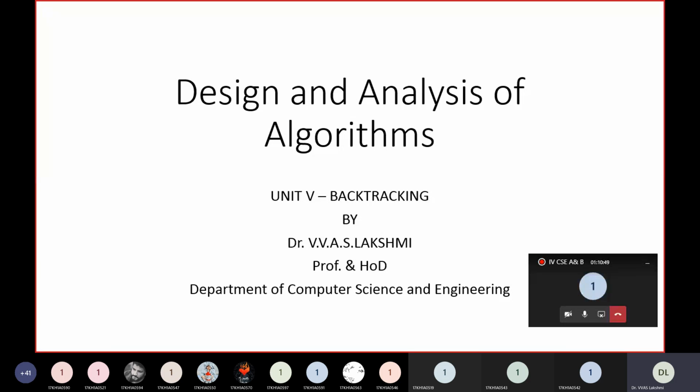So as a part of revision, today we are going to discuss backtracking techniques in the design and analysis of algorithms. This is one of the techniques for designing algorithms. First one is the divide and conquer strategy, and others are the greedy method, dynamic programming, backtracking, and branch and bound. All these 5 techniques are covered in our design and analysis.